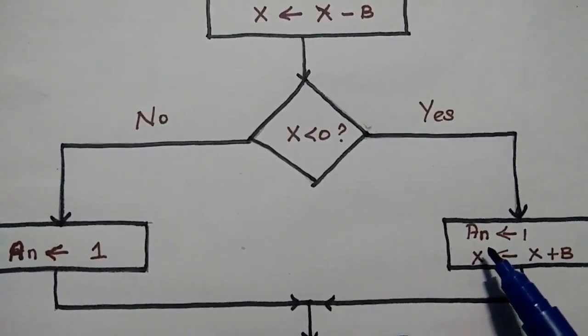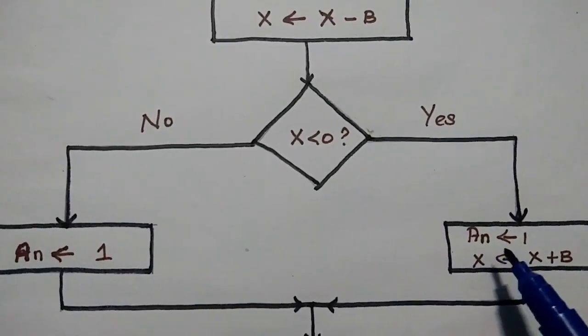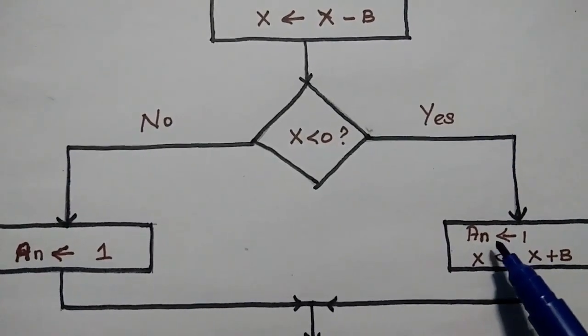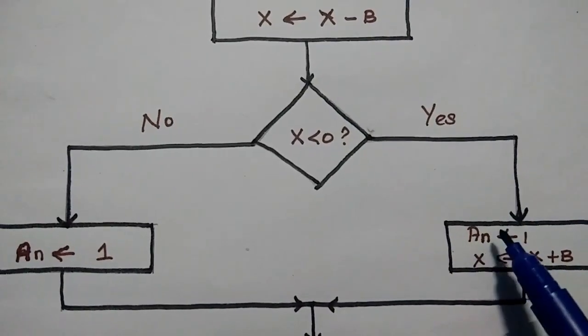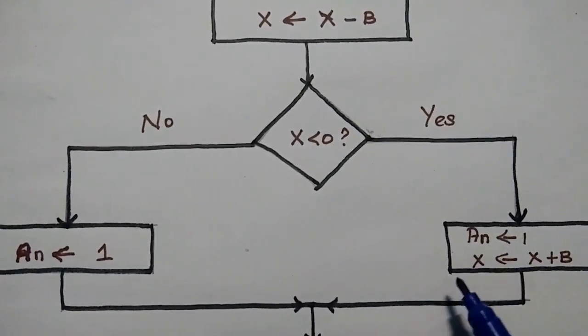Here n represents the number of cycles. If you are going to consider the very first bit of the divisor, we have to say it is A0. For the next bit, it is A1. For the next bit, it is A2. It is going on like that.